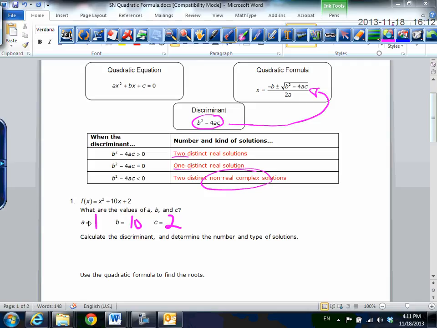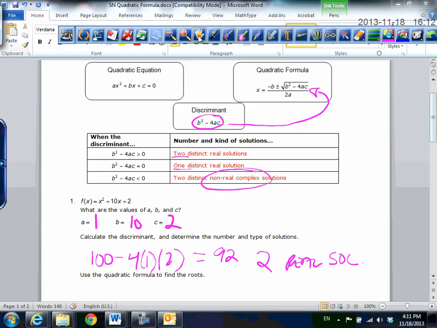So the first thing we're going to do is square b, so I got 100, because 10 squared is 100, minus 4 times 1 times 2. All that is 8, so 100 minus 8 is 92. It's positive, it's above 0, so that means it's got 2 real solutions.